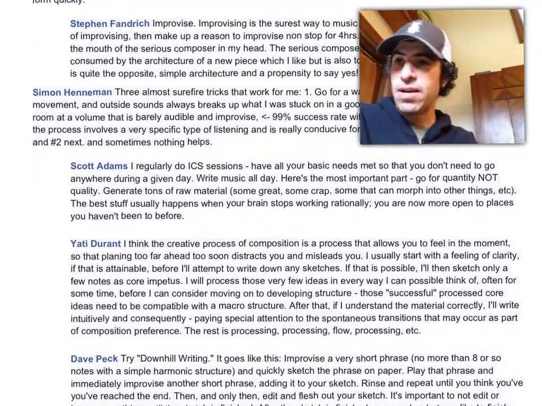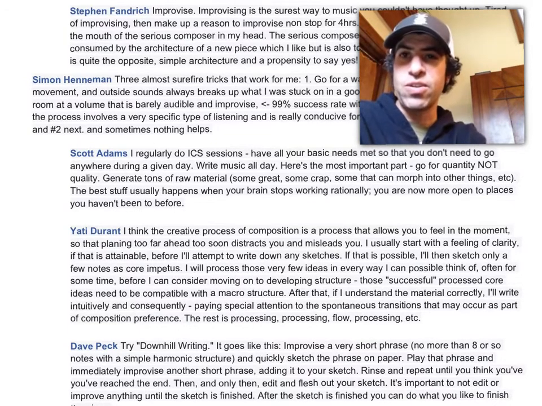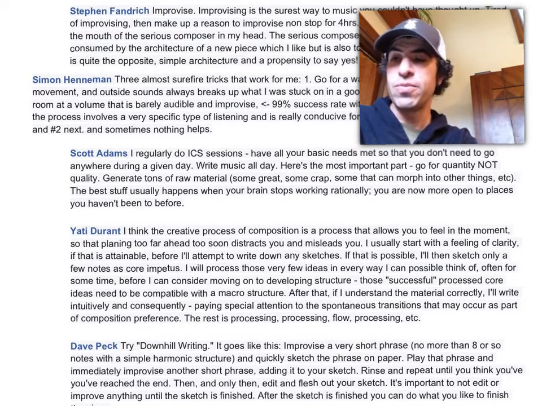Continuing on, Scott Adams: I regularly do ICS sessions. I actually looked that up, and I don't know what that means. So if anybody has an idea of what that is, go ahead and leave a comment. Have all your basic needs met so you don't need to go anywhere during a given day. Write music all day. Here's the most important part: go for quantity, not quality. Generate tons of raw material, some great, some crap, some that can morph into other things. And the best stuff usually happens when your brain stops working rationally. You are now open to places you haven't been to before.